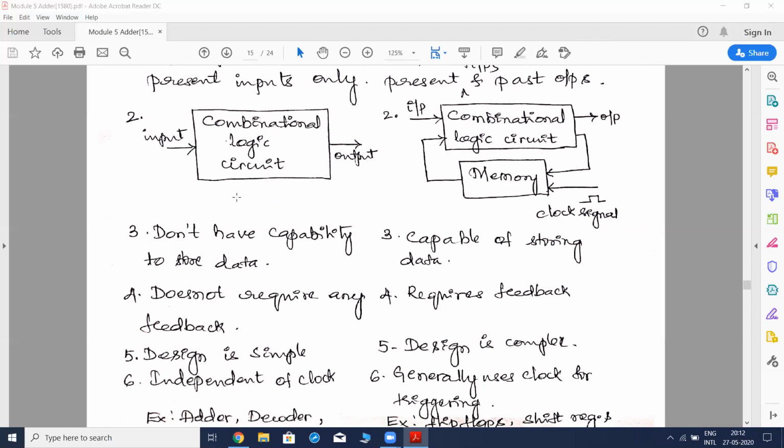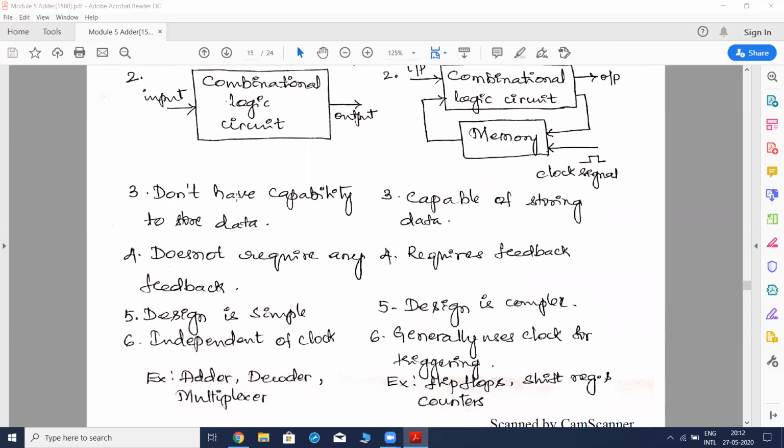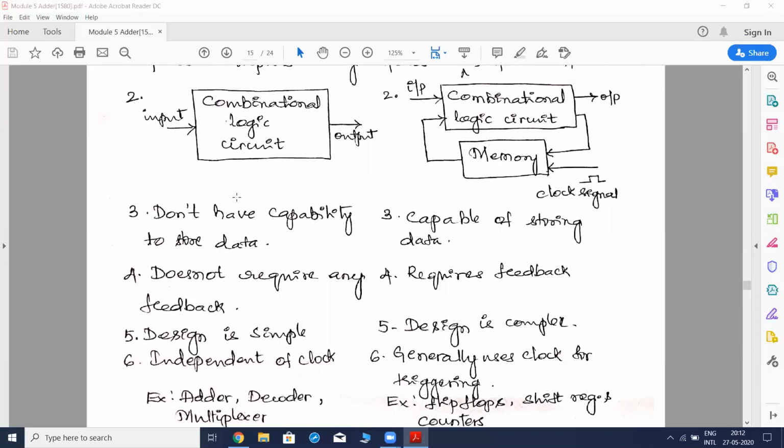Now let us move on to the next difference. Combinational circuits don't have much capability to store data. They can't store data, they are not memory elements. For whatever input we give, they just give the output.